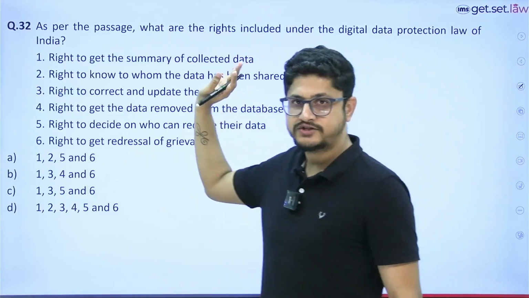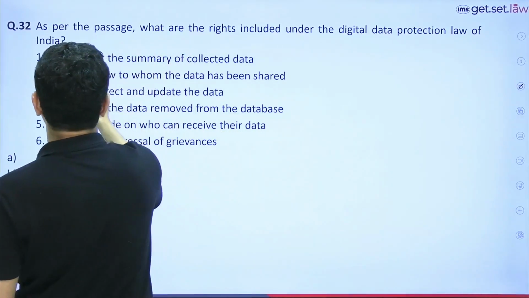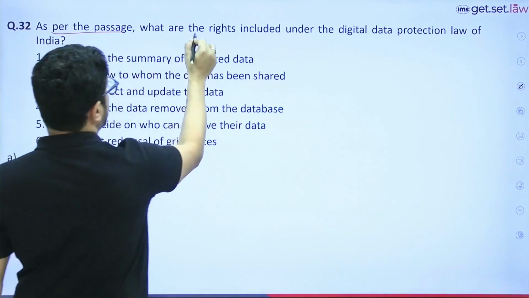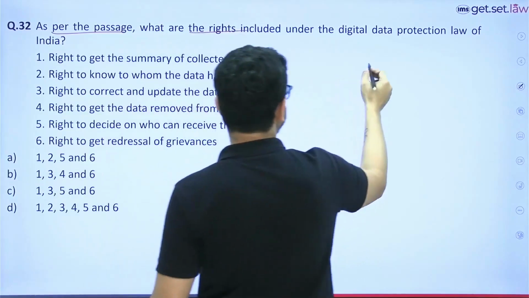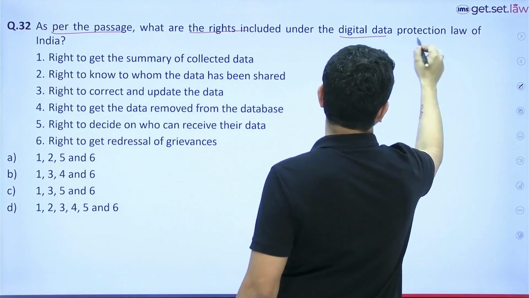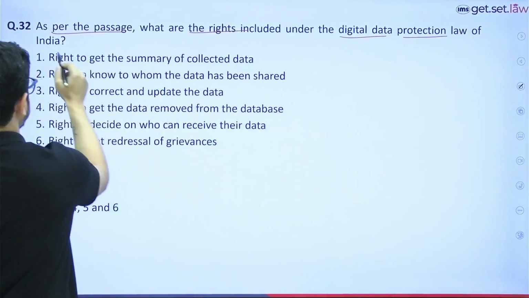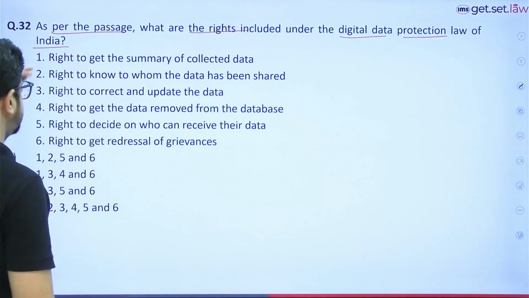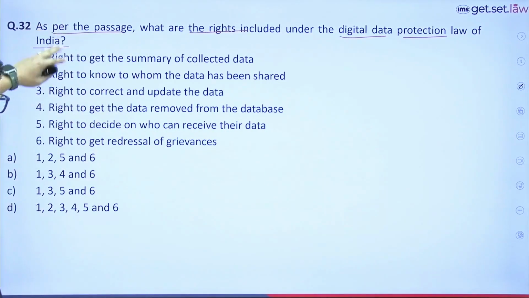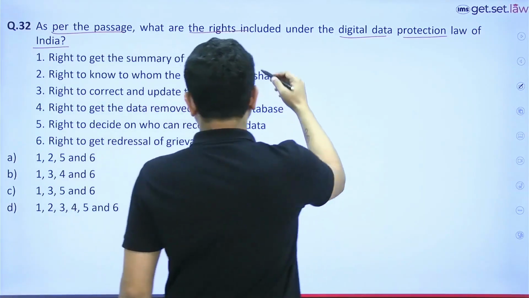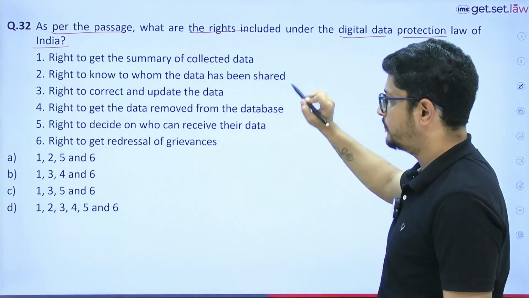Now the last question finally, and then we will end it. It says, as per the passage, what are the rights included under the digital data protection law in India? Now these are the 6 rights which they have given. I'll just shift it over here. 6 rights are given, and you need to choose a combination.